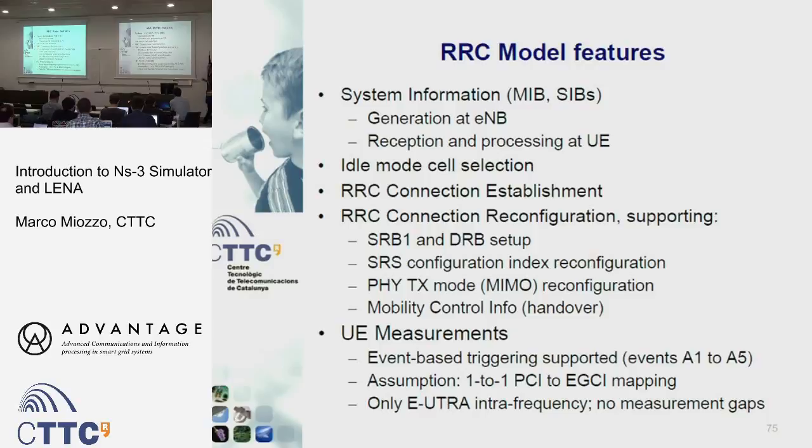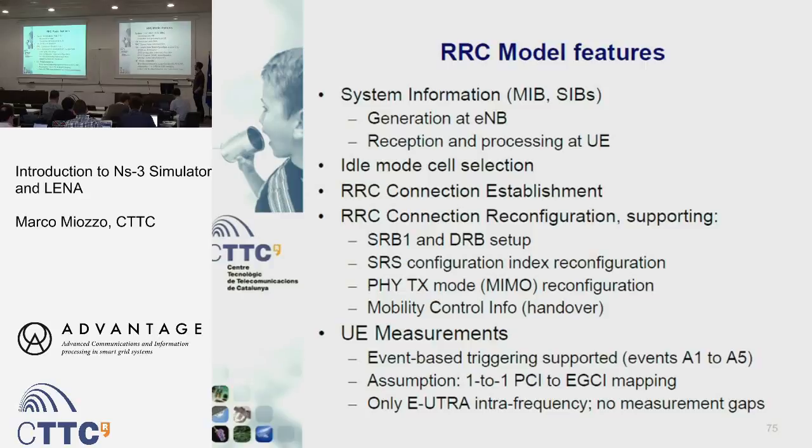So when a user has detected a new eNodeB with MIB and SIB messages, it can start an RRC connection establishment procedure. And also when we would like to change, for instance, the MIMO configuration or provide some control info, we can use these connection and configuration messages.